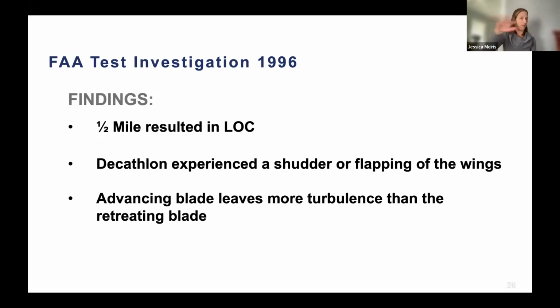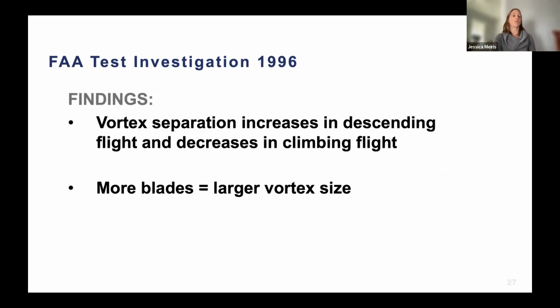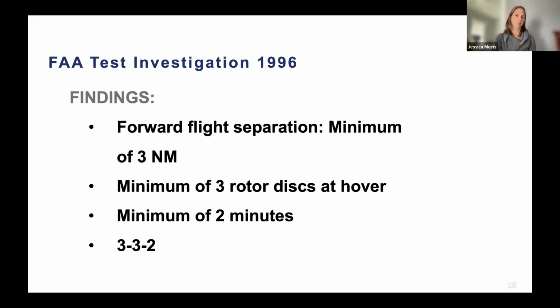The advancing blade of a helicopter often leaves more turbulence than the retreating blade, which is good information for us as pilots to know and understand. And then the vortex separation increases in descending flight and decreases in climbing flight, which is a little bit counterintuitive. Lastly, it might be somewhat obvious, more blades result in a larger vortex size. So something like a sky crane, for example, has 6 blades that will generate a much larger impact than a helicopter with 2 or 3 blades.